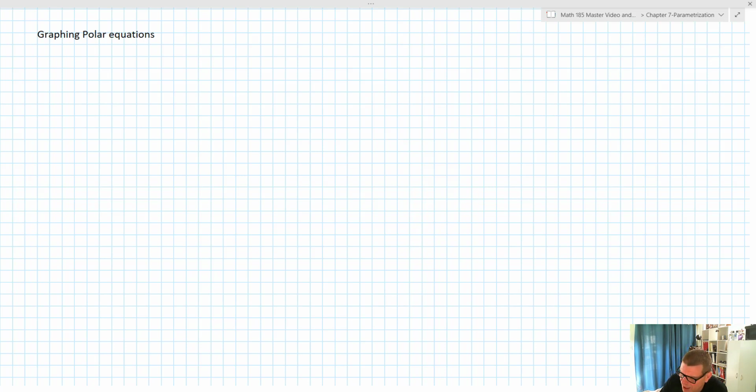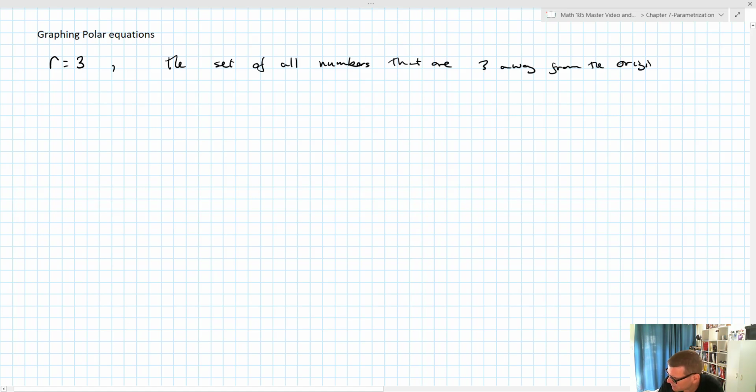But let's first start out with some simple ones. Let's start out with r equals 3. If you think about what this means, this is the set of all points that are 3 away from the origin. So in this case, theta does not matter. Theta can be anything. It's running free.